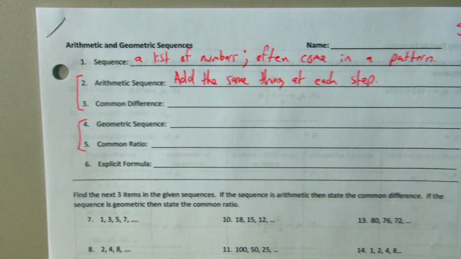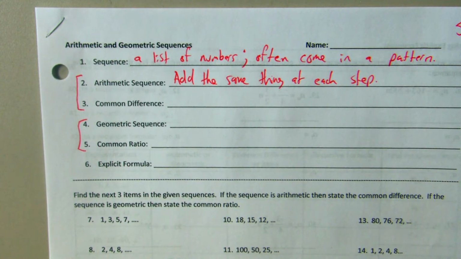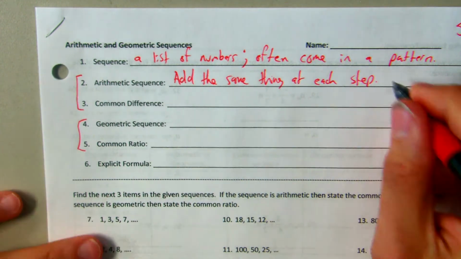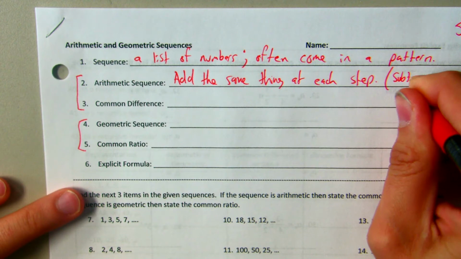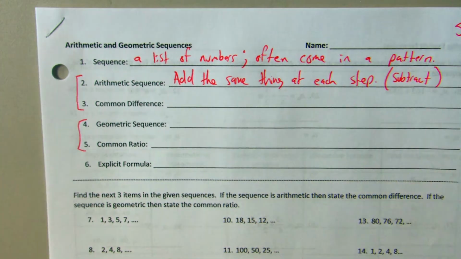So you get from the first item to the second item, you add something, and you add that same something to get from the second to the third, and the same something to get from the third to the fourth, etc. And you might also want to put in parentheses here, this would include subtract, because adding a negative number is the same as subtracting.